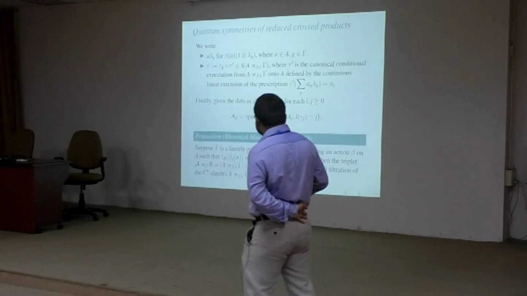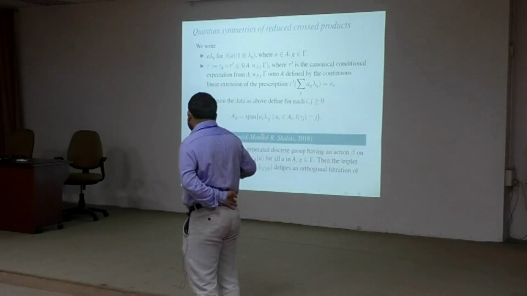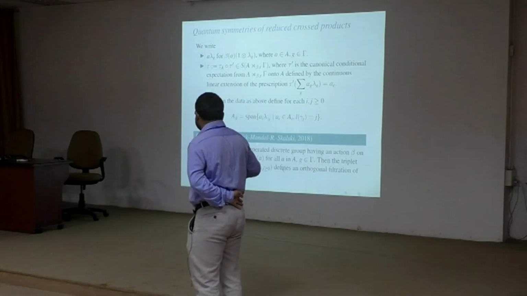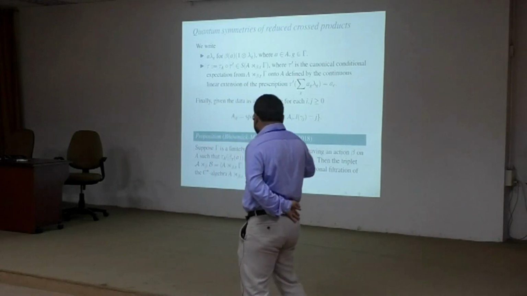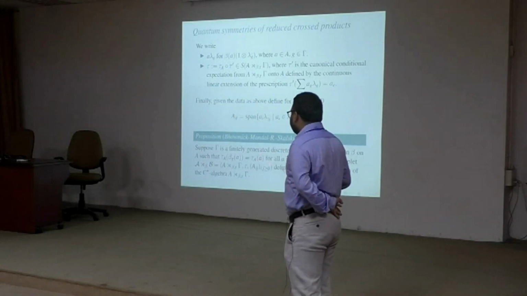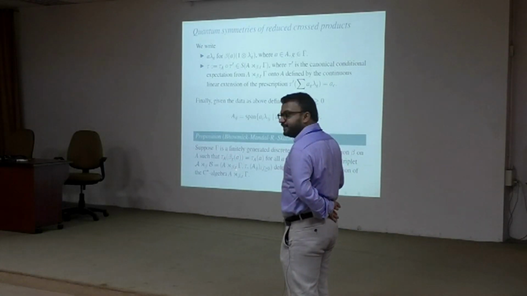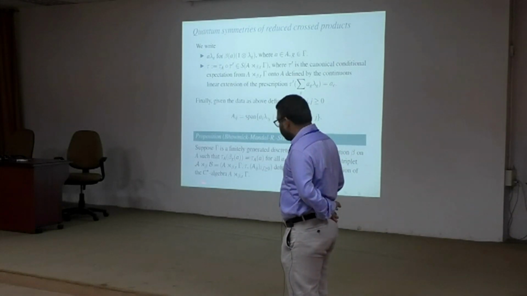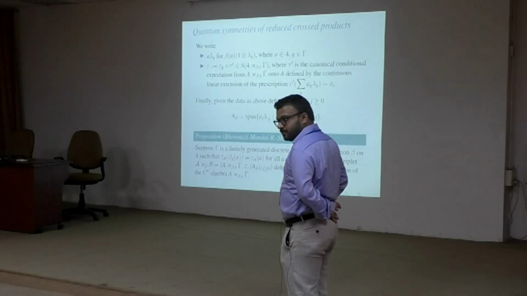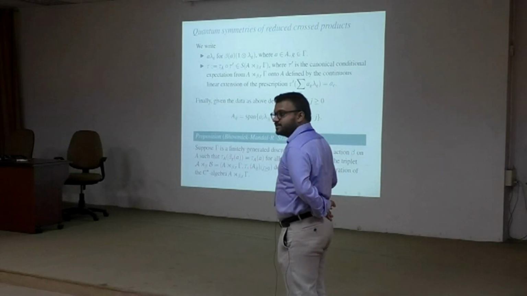Now, this is in our article, but it actually originally goes back to Mondal and Skalski. What they observed is that if the action preserves the state, then with respect to this tau, this forms an orthogonal filtration for the cross product. So here the most important assumption is that the action preserves the state.